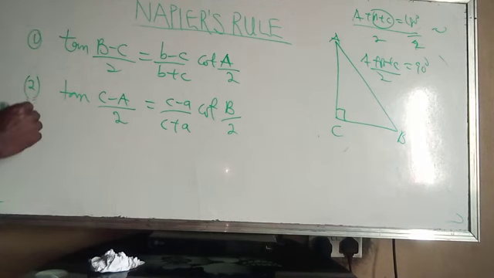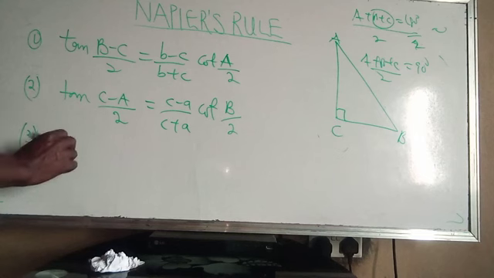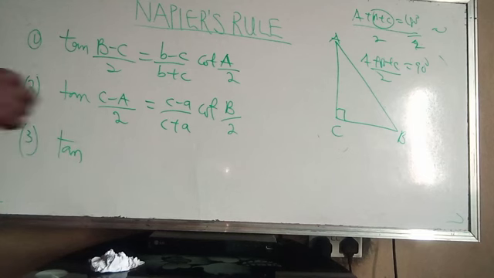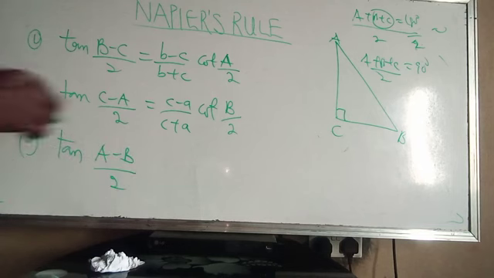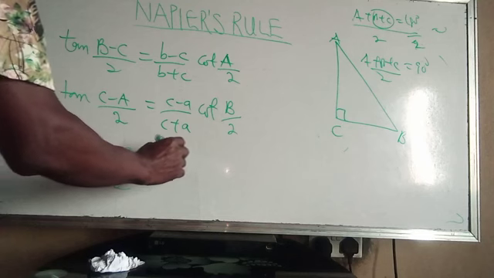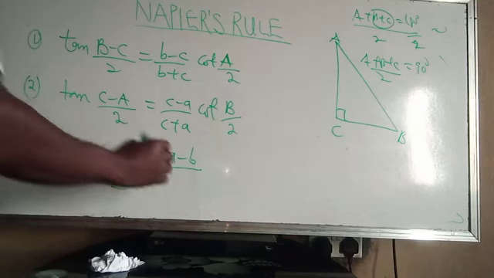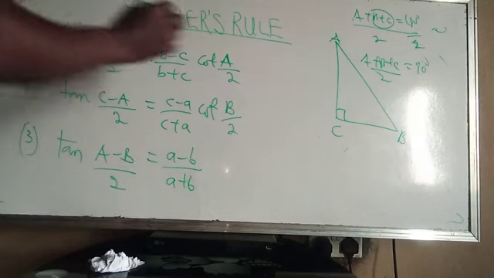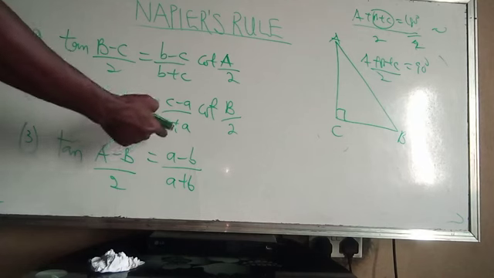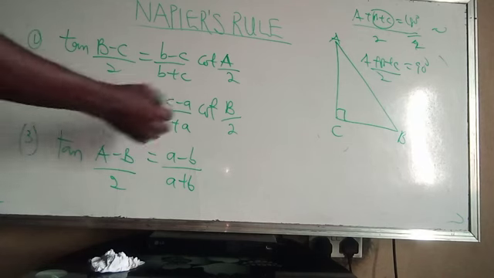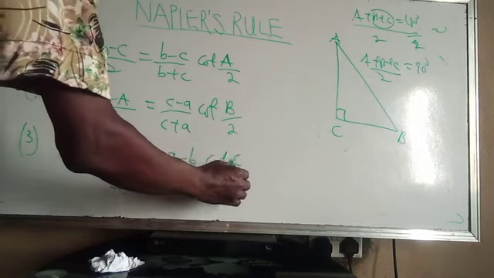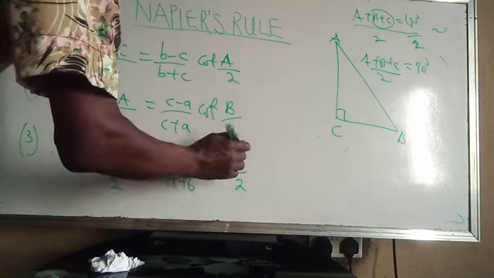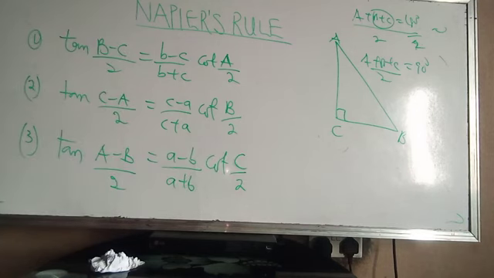Now the third one, tan of A minus B all over 2. That will be what? Small sides A and B, the difference between them, all over A plus B. Now what do you have left? We have taken A and B, it remains C. So that will be the inverse, cot C all over 2. Take note, this C is capital C. It's talking about the angle.